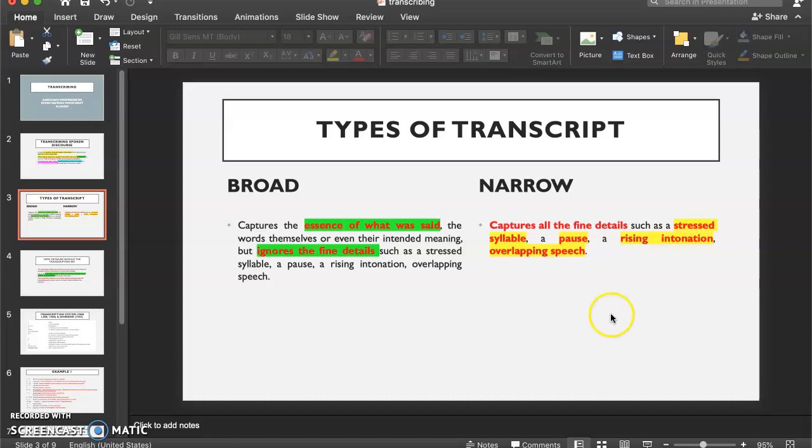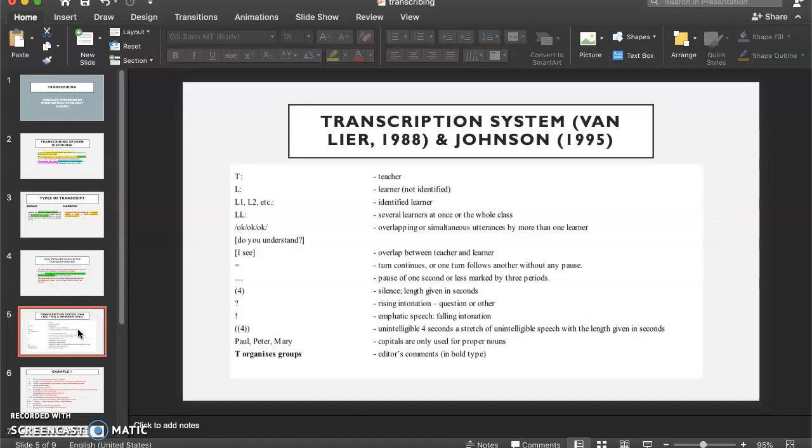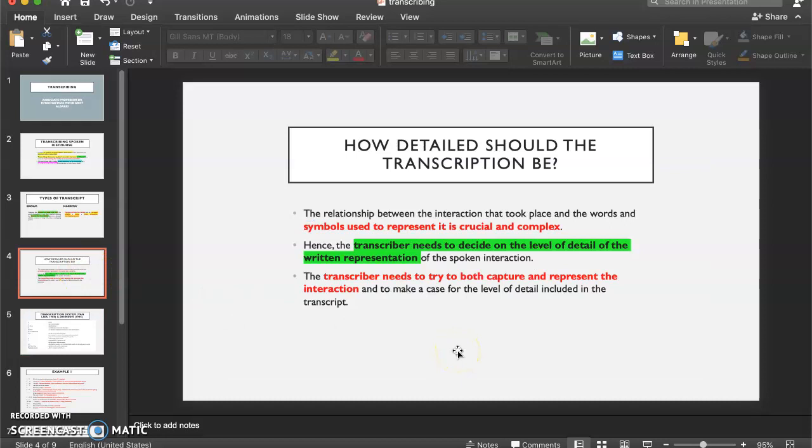So if we're going for the narrow transcription, then we will need this transcription system by Van Leer 1988 and Johnson 1995. There are a lot of other transcription systems being developed, so you can just choose any transcription system that you prefer. But looking at this question, how detailed should the transcription be? This depends on you, whether you want it to be very detailed or you want it to be broad. It's entirely up to you. It depends on what you want to find out.